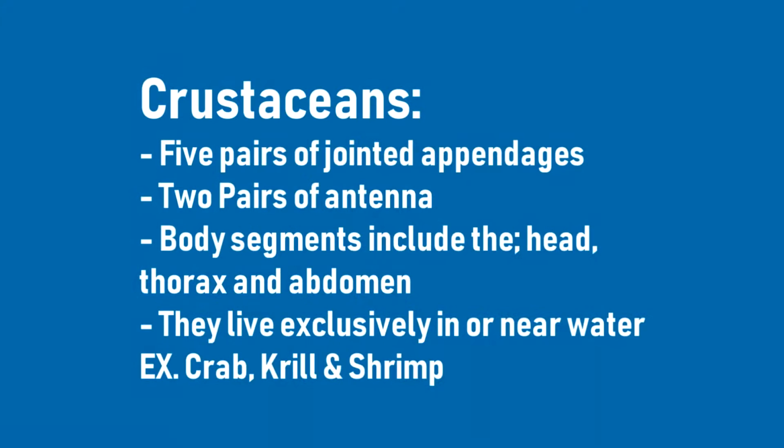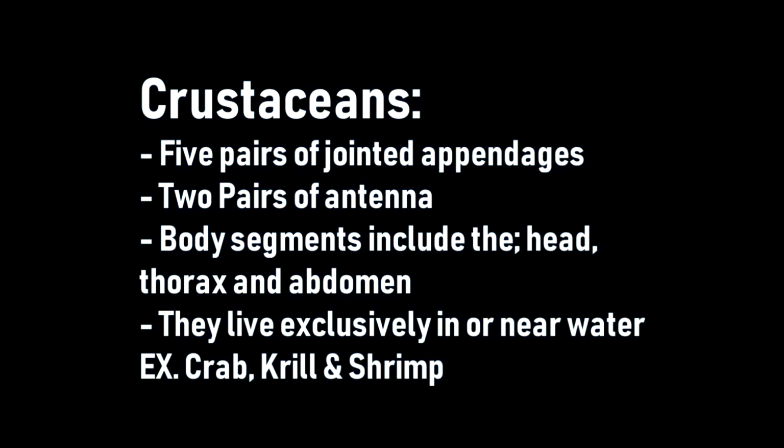The final subphylum of arthropods are crustaceans. Crustaceans always have 5 pairs of jointed appendages and 2 pairs of antennae. The general body segments include the head, the thorax, and the abdomen. However, the most distinguishing aspect of crustaceans is the fact that they live exclusively underwater. Some common examples of crustaceans are crab, krill, and shrimp.